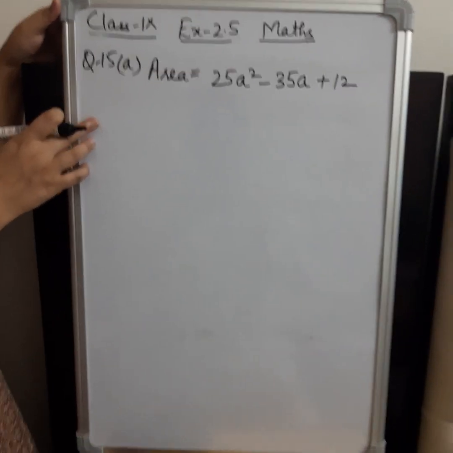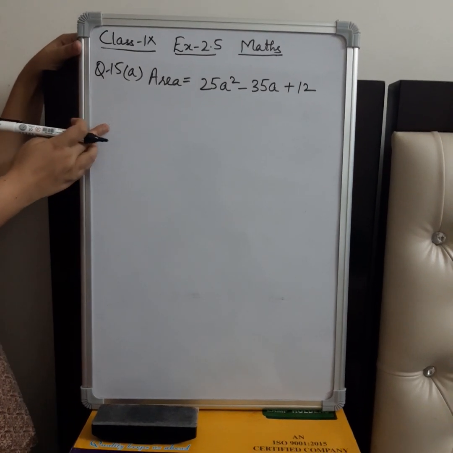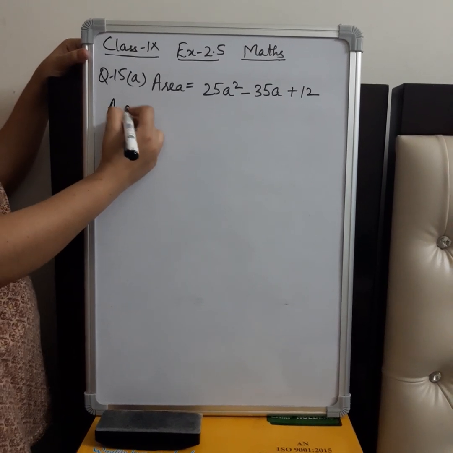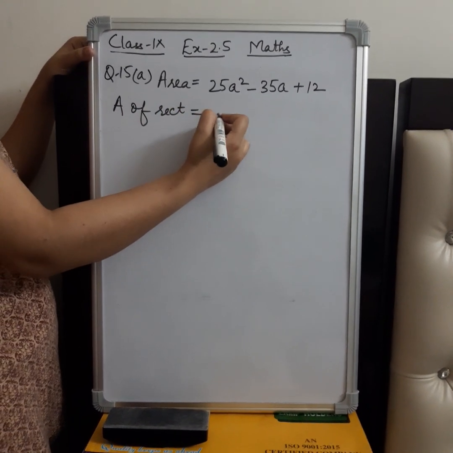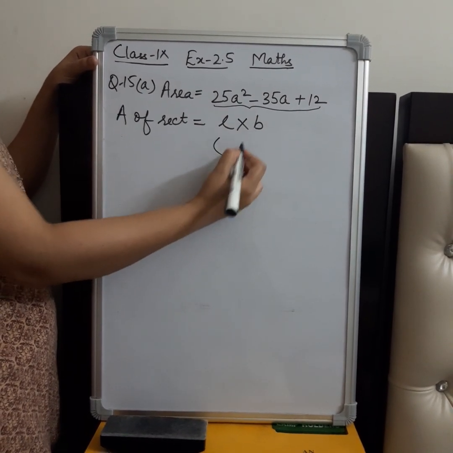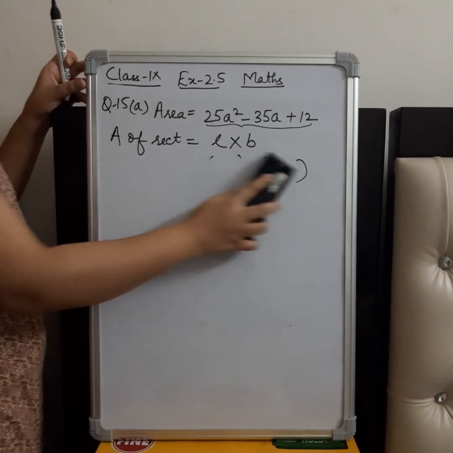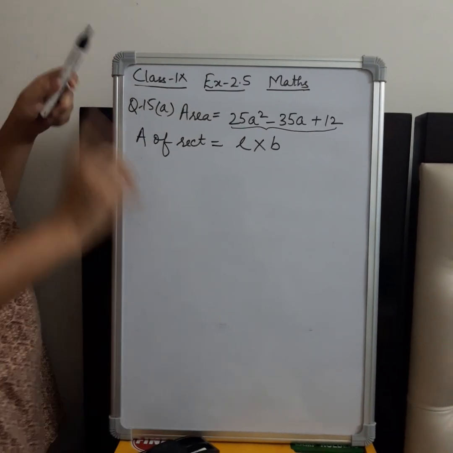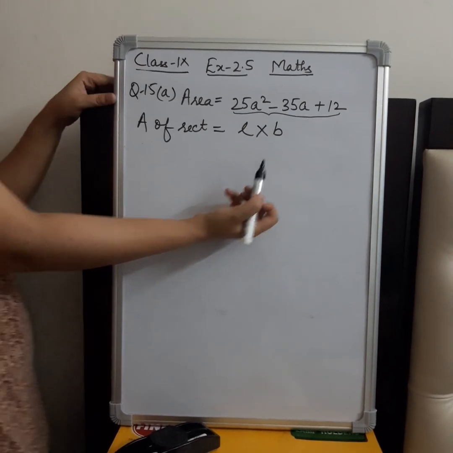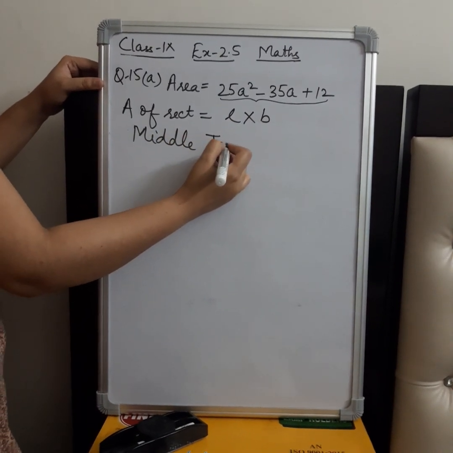Next question is, the question says the area of a rectangle is given in this form and we have to tell the possible value of length and breadth. Now we know the area of a rectangle, what is the formula? L into B. That means I have to convert this into the form of a product, that means in the form of factors. We have already discussed in the previous lectures, it is a quadratic equation and we can use middle term splitting. So I am using the method of middle term splitting.